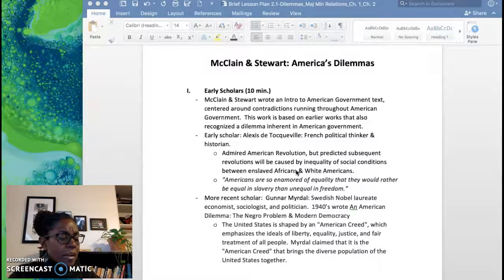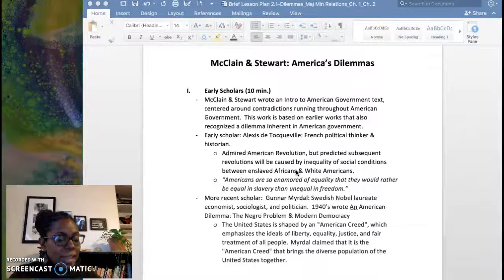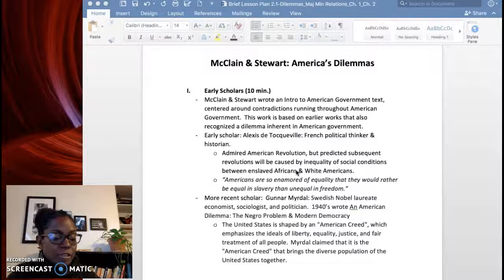And he wrote that Americans are so enamored of equality that they would rather be equal in slavery than unequal in freedom. So this was his way of identifying this dilemma or the tension between the theory or the rhetoric of equality and the practice of inequality that he saw especially exemplified in the practice of slavery.